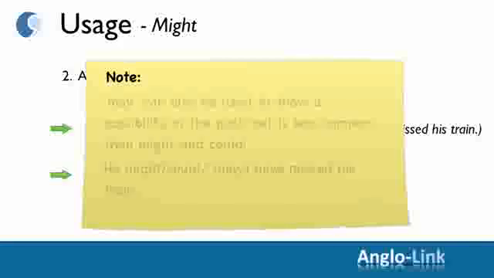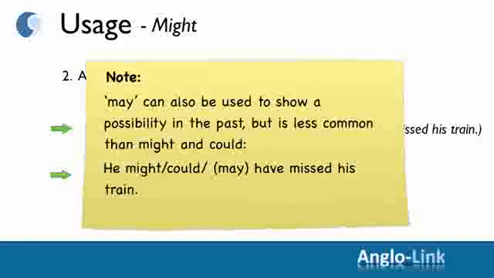Just a little note on possibilities. May can also be used to show a possibility in the past, but it is less common than might and could. So you could hear he might have missed his train, he could have missed his train, or he may have missed his train.